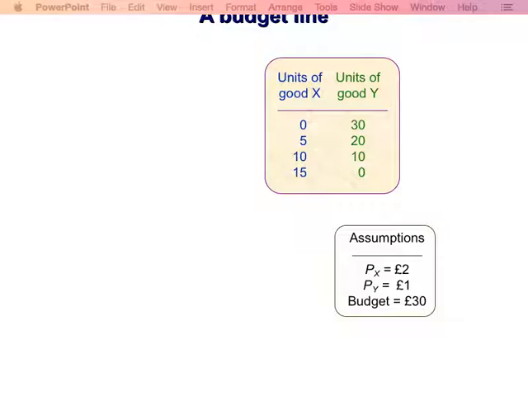There you can see that if you spend all your cash on buying X, then you can only buy 15 of them because each one is £2. So 30 divided by 2 is 15 units, yeah? And no money is left for buying units of Y or good Y. And in between the two extremes, you have different combinations.